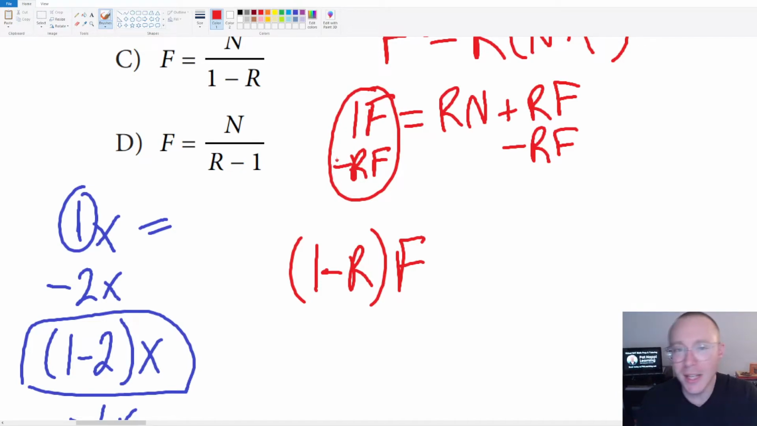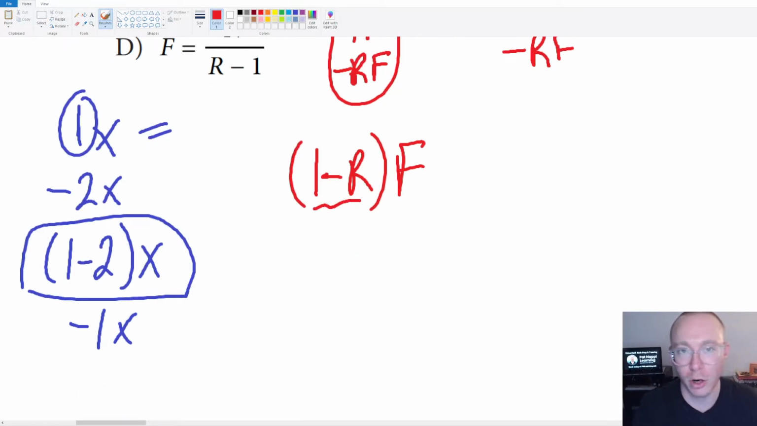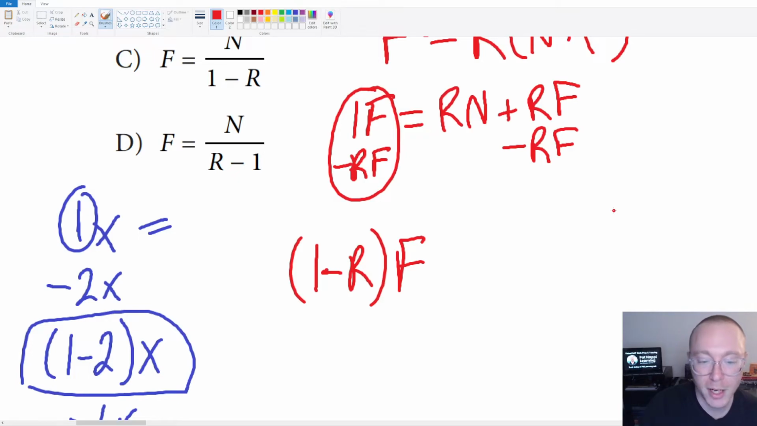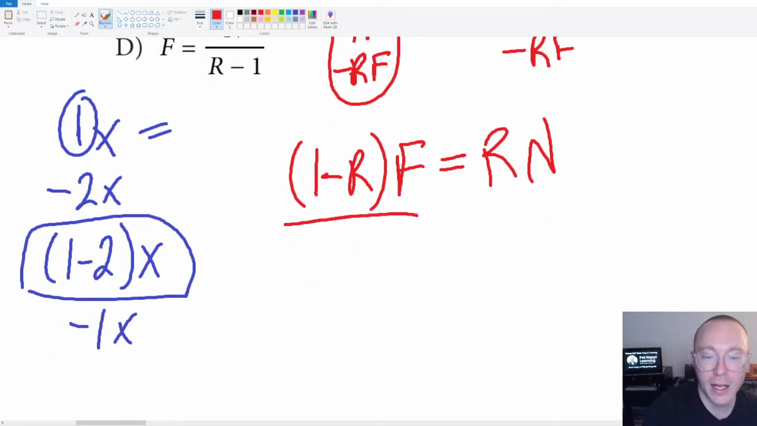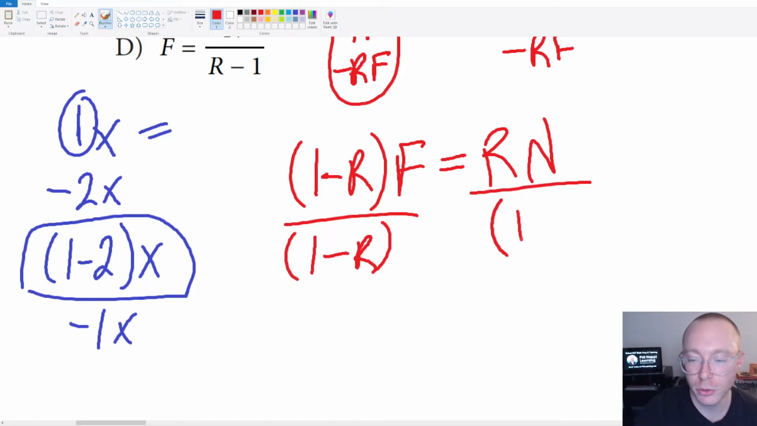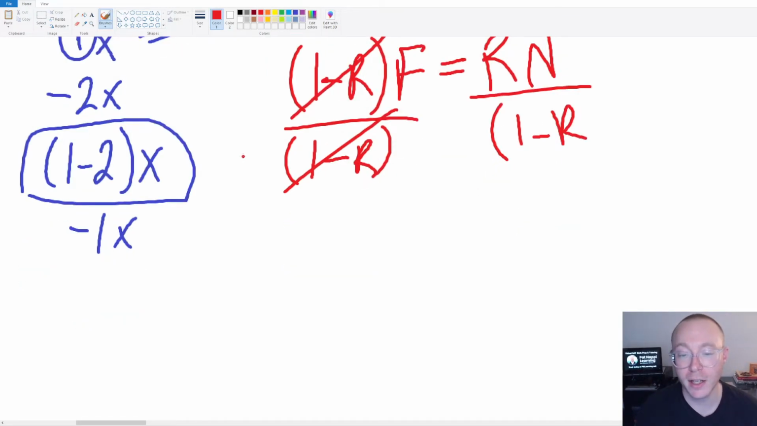The only difference between this and the situation I just showed you in blue is that we can't actually subtract r from 1. We don't know what r is. So in that case, we just leave it as written. And then we have 1 minus r times f equal to rn. And now, in order to get our f alone, we've only got to do one more thing. We have to divide both sides by 1 minus r. And what this allows us to do is cancel out 1 minus r and finally get f completely alone.